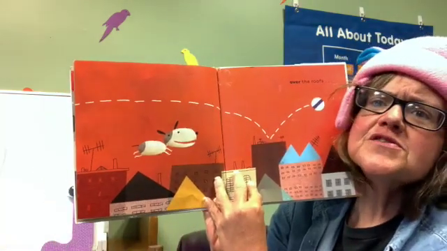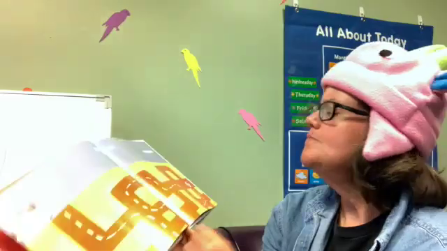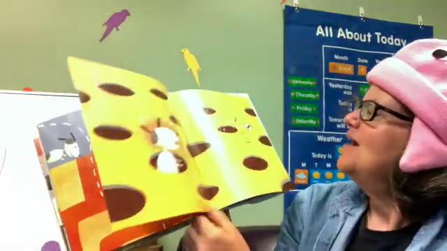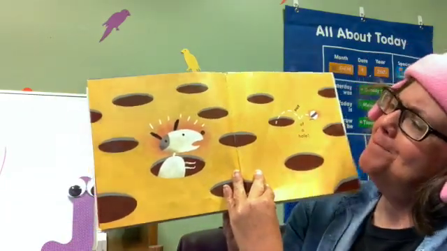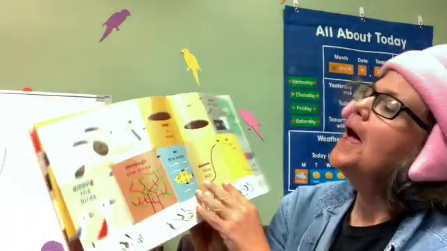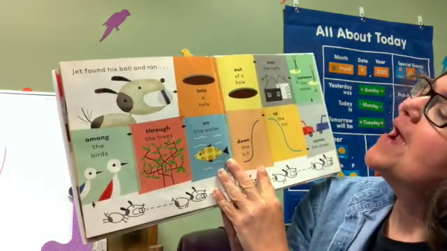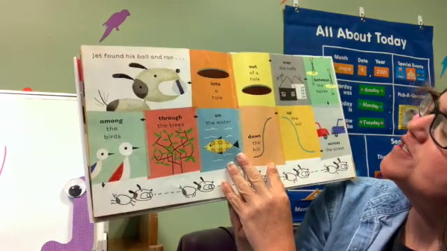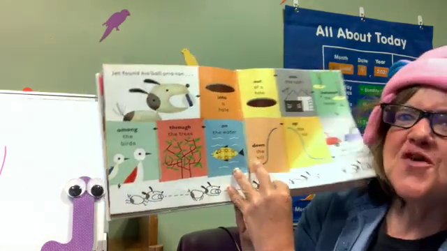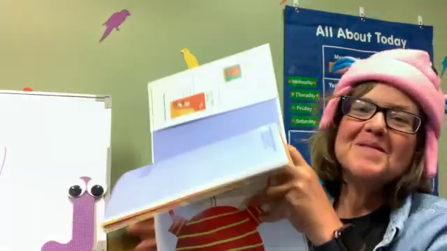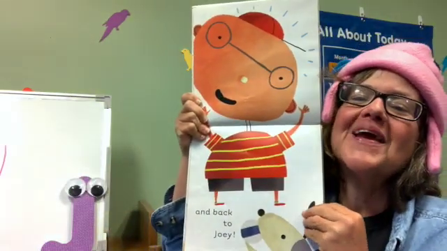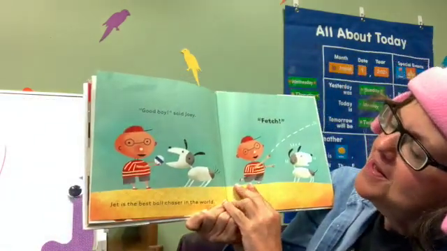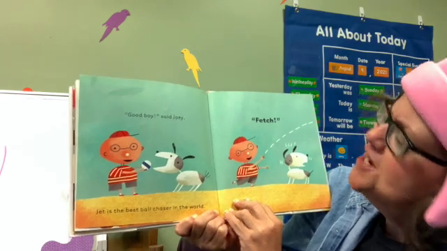Over the roofs. So now the dog is flying. And into a hole and out of the hole. Beep, beep. Is that cheese? Jet found his ball and ran into the hole and out of the hole and over the roofs and between the tables and among the birds and through the trees and on the water and up the hill and down the hill and across the street. Back to Joey. Good boy, said Joey. Jet is the best ball chaser in the world.